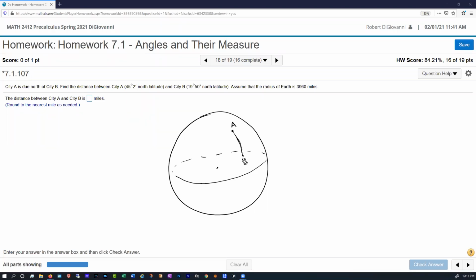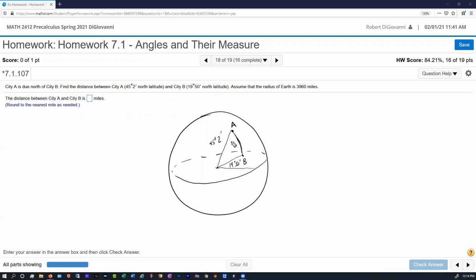And it says that City A has a north latitude. So basically what they're saying is the angle here is 45 degrees 2 minutes. And then this angle here, relative to the equator, is 19 degrees 50 minutes. So they want to know the distance between them.